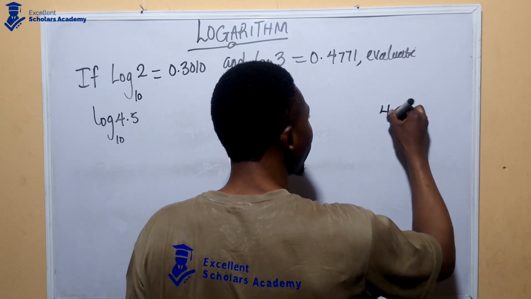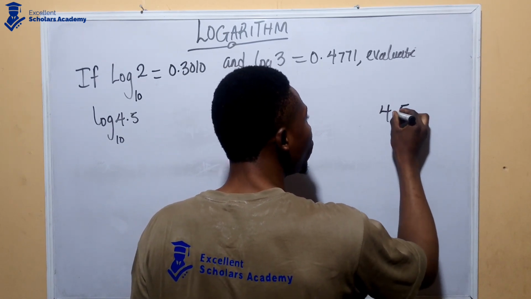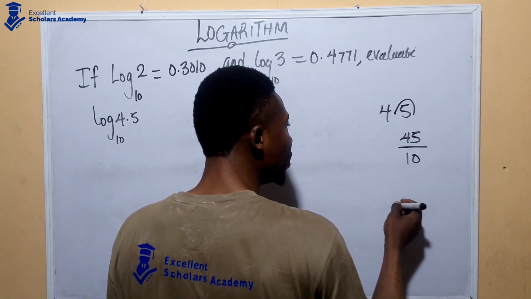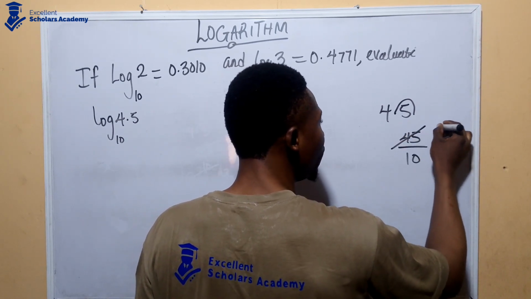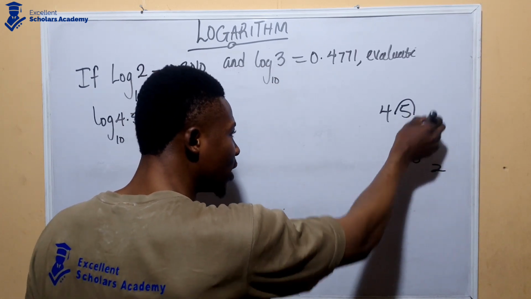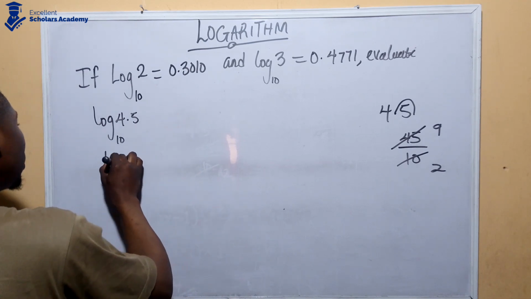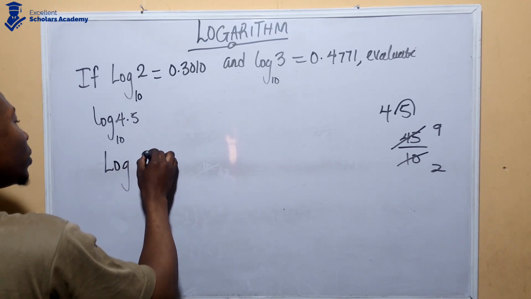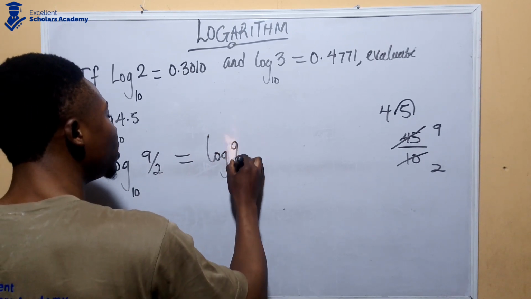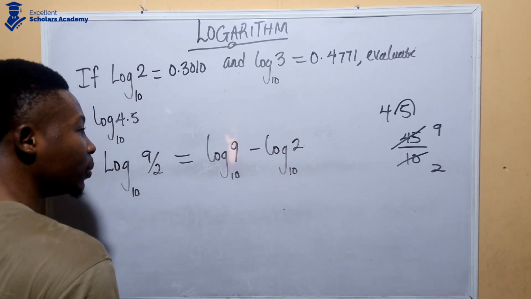Now this is 4.5. Let's convert 4.5 to a fraction first. So it's going to be 45 over 10. Now 5 in 45 gives us 9, 5 in 10 gives us 2. So this is 9 over 2. Now coming back here, meaning that you can express log 4.5 as log of 9 over 2 base 10. Now you can split this into log 9 base 10 minus log 2 base 10, according to the law of logarithm.